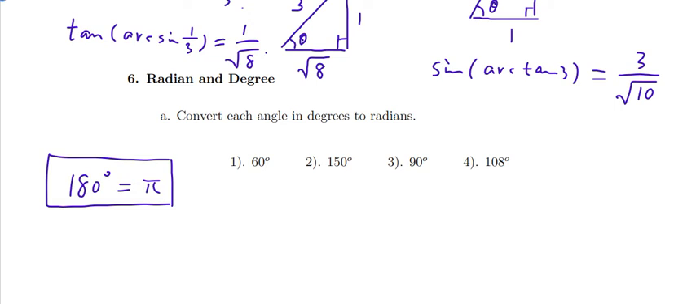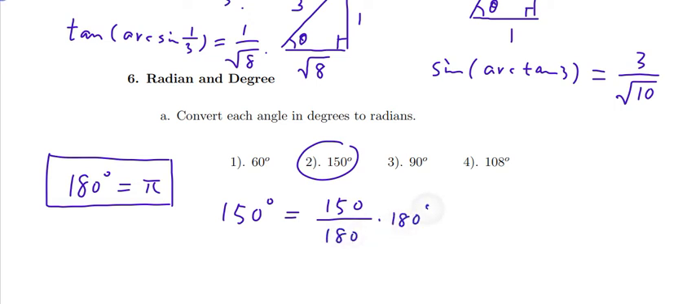So for example, what is this angle? What is 150? I just know 180 is pi. So I check 150 equals how much of 180? This equals 150 over 180 of 180 degrees, which is pi. So this is just equal to 150 over 180 pi.